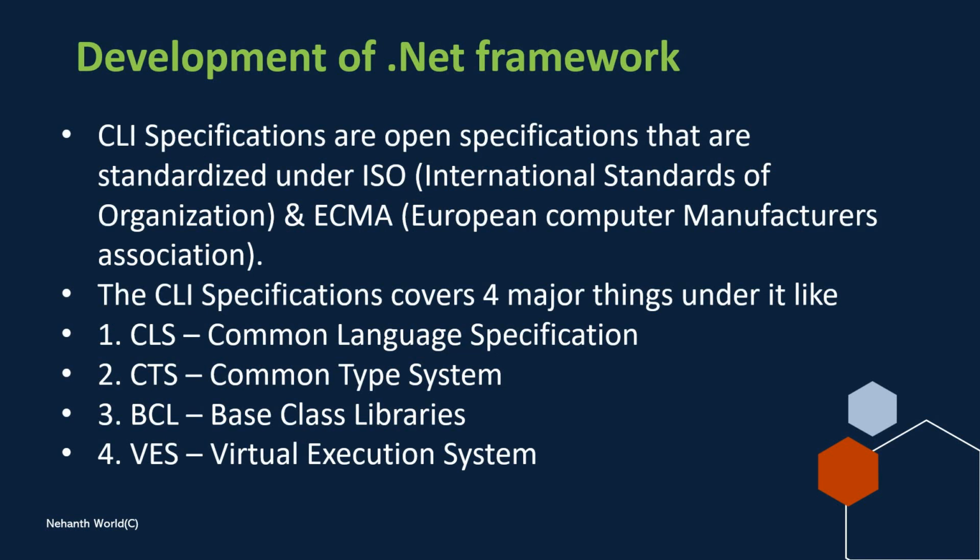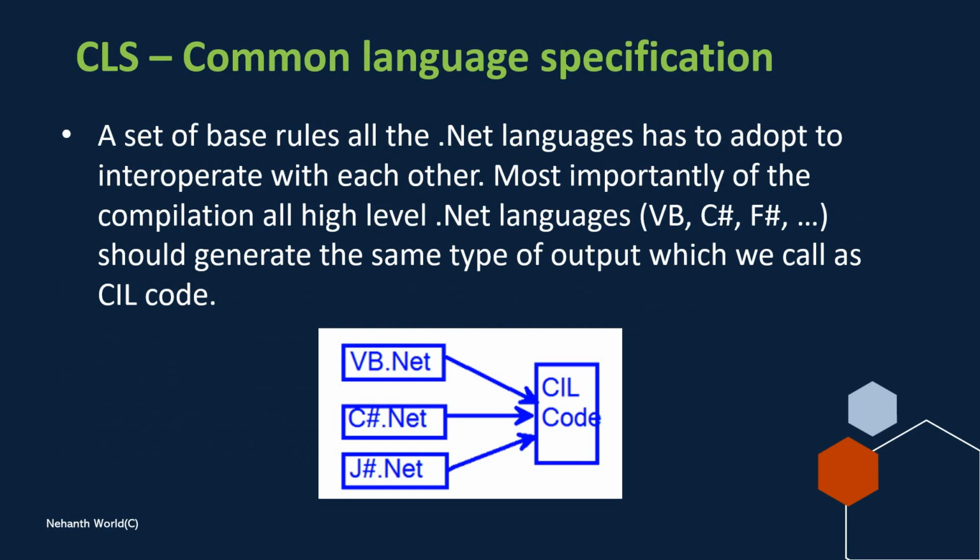CLI specifications are open specifications that are standardized under ISO, International Organization for Standardization, and ECMA. ECMA is nothing but European Computer Manufacturers Association. The CLI specifications cover four major things: first is the Common Language Specification, second is the Common Type System, then Base Class Libraries, and the Virtual Execution System. Let us see these four in detail.